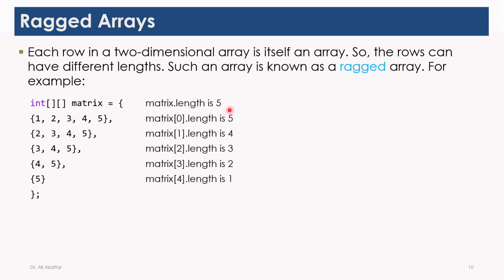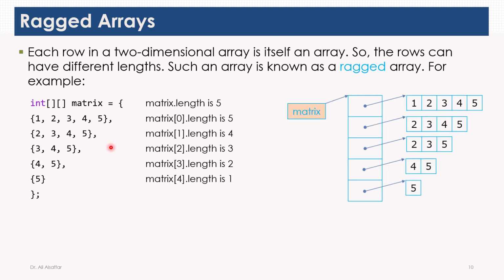so matrix.length will give you 5. Now if you use dot length on individual rows, for example matrix[0], which is the first row, dot length, it will give you 5 for the first row, but it will give you 4 for the second row and 3 for the third row, and so on, because each index variable of the first array is pointing to a one-dimensional array of different size. This is how it is illustrated.